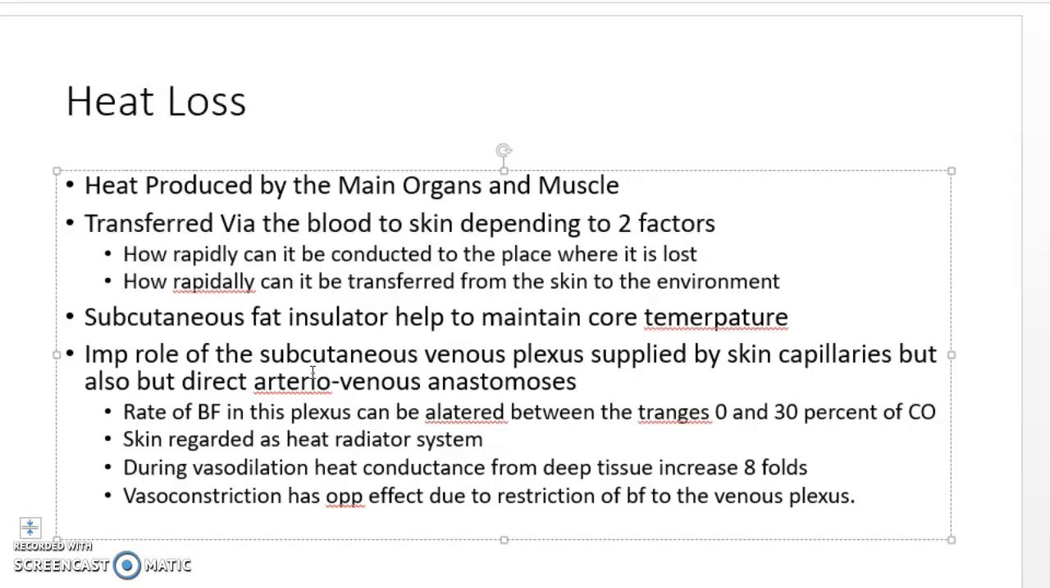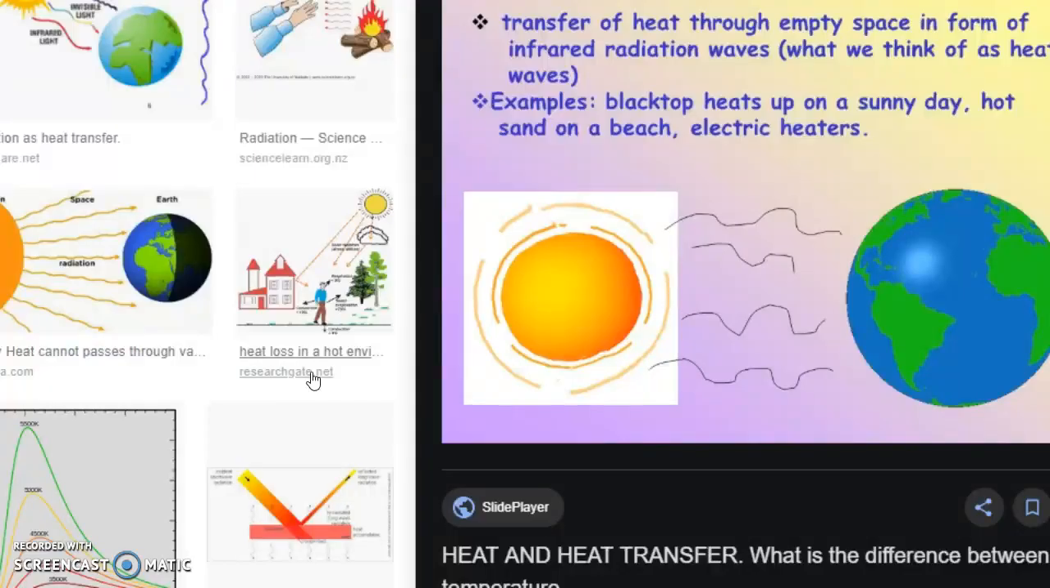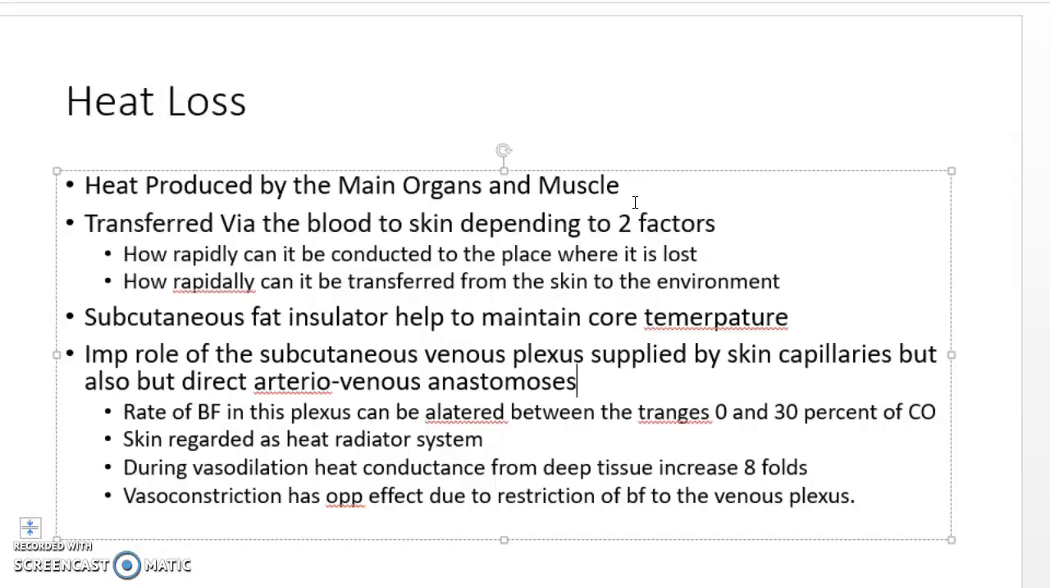I want to talk about this because in the deep tissue you're not going to get much heat, so it's going to increase by 8-fold, sorry. And the skin can act as a radiator system, because as we know, radiation is any way the heat can be transferred, through infrared radiation waves. And so as we can see, these are the infrared radiation waves, and that's going to be transferred heat. So that's how the skin can act as a heat radiator system.